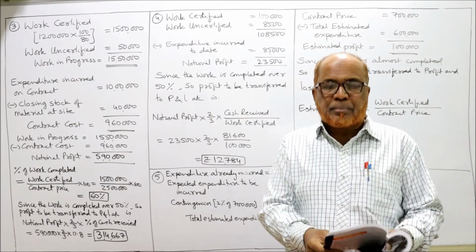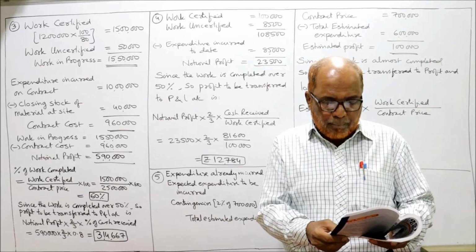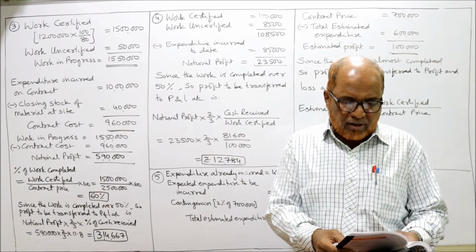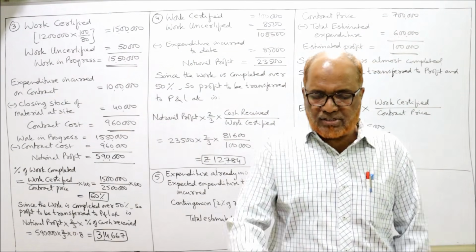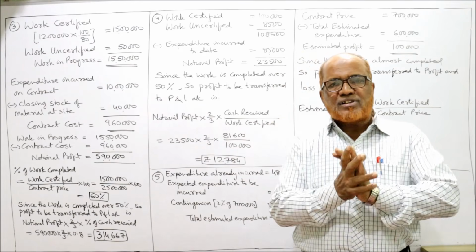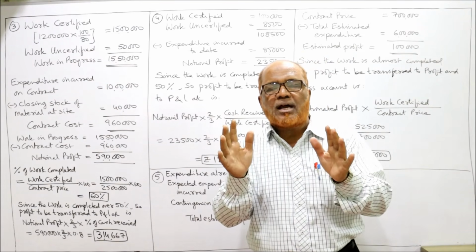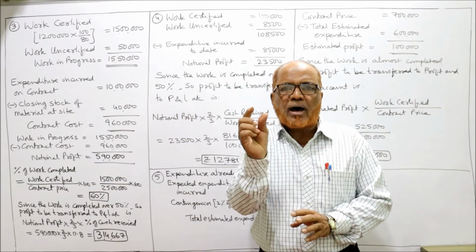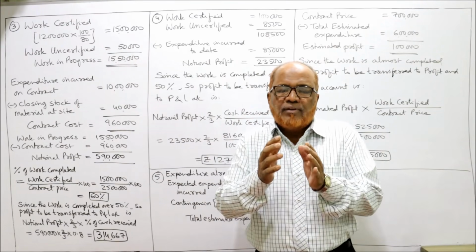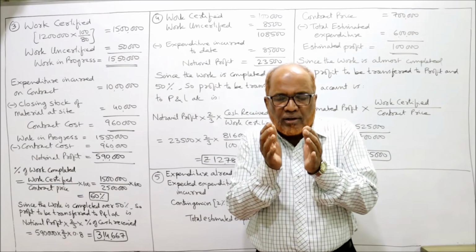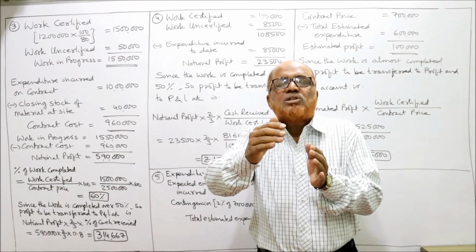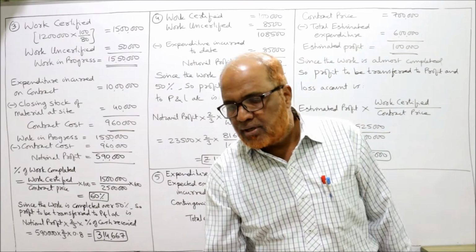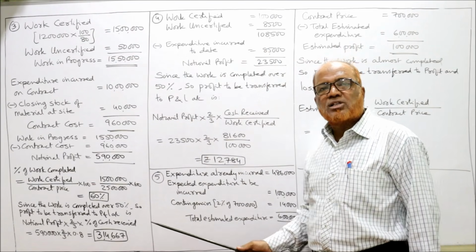And the contract price is 7 lakh and the payment received till date is 5 lakh. Calculate the profit to be taken to profit and loss account for the year ended 31st December 1990. This is the first problem where the contract is almost completed. Only a small part is left, and we can estimate with accuracy how much expenditure we have to incur in future and how much contingency we have to make. So, how to find out the profit to be transferred to P&L account?